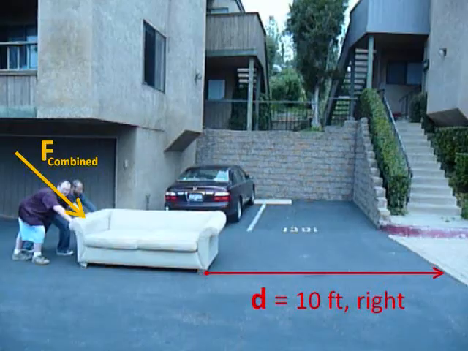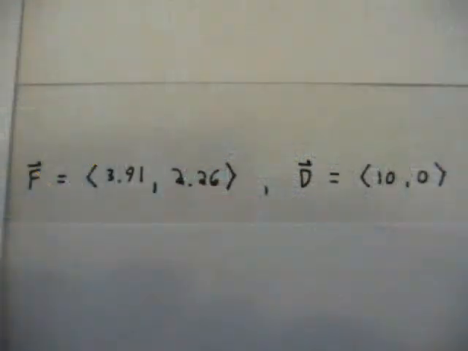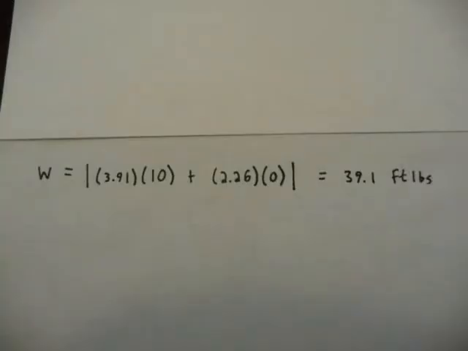Work is equal to the magnitude of the force vector dotted with the distance vector. From previous calculations, we know the force vector is equal to <3.91, 2.26>, and the distance vector is equal to <10, 0>. By dotting those two vectors, we find the work done equal to 39.1 foot-pounds.